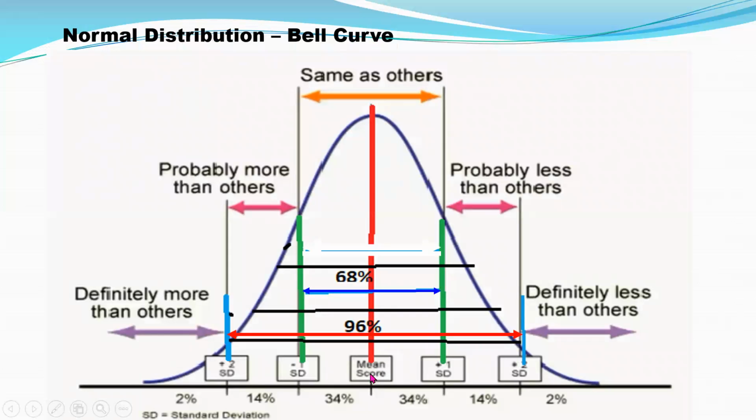Here is my red line, which is your mean line. This is based on the normal distribution curve. The green line is your plus or minus 1 standard deviation, which covers 68%. The light blue ones, if you take this range, is plus or minus 2 standard deviations. It covers 96%. So 96% of the data gets covered in this normal bell distribution curve.